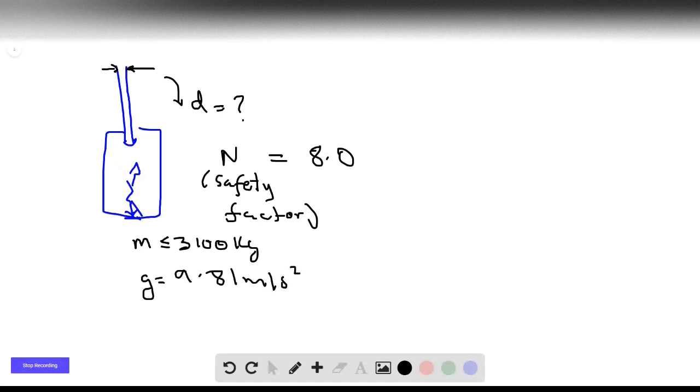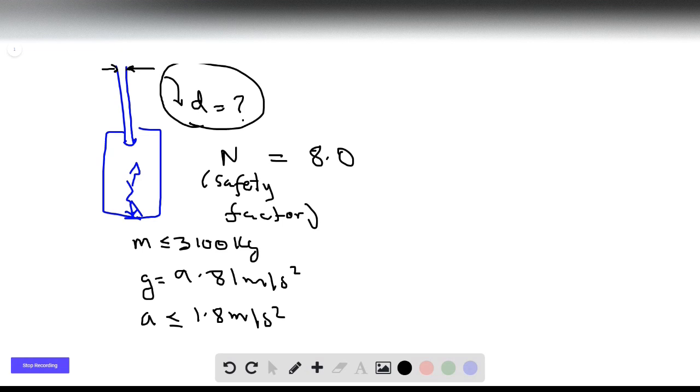The elevator itself has an acceleration, or the maximum acceleration would be equivalent to 1.8 meters per second squared. So this is the information we're given, and we want to find this diameter. That's our goal.